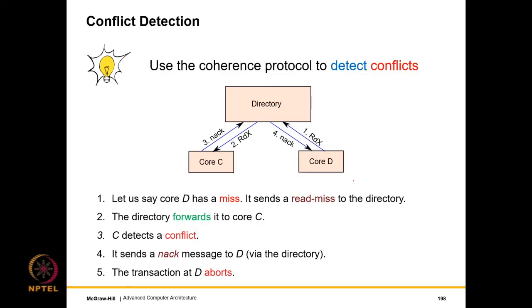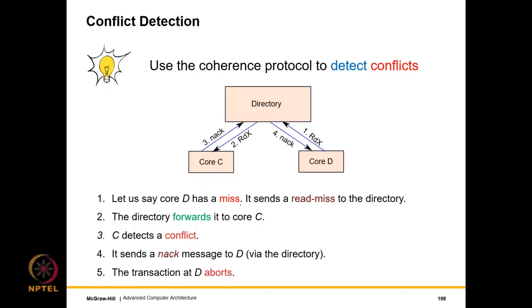So here is the key idea. We make a small change to the regular directory-based cache coherence protocol to detect conflicts. This is the hallmark of any of these transactional memory schemes: instead of designing a new protocol, we augment the regular cache coherence protocol to detect conflicts in the case of transactional memory.